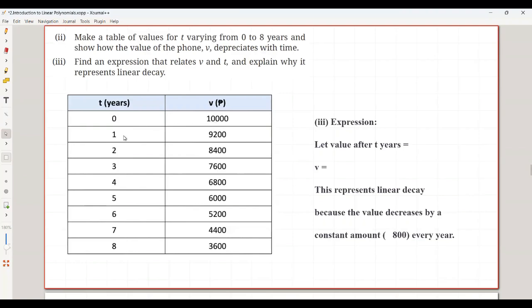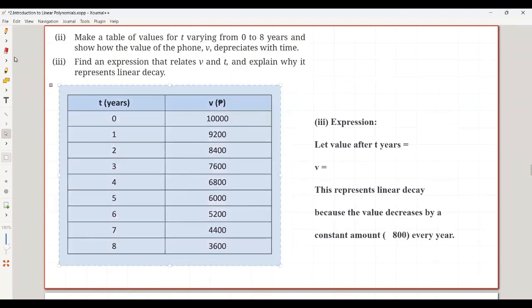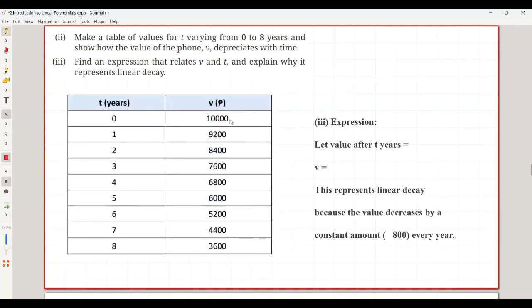After 1 year it is decreasing. Every year it is decreasing by 800 rupees. Therefore, after 1 year it will become 9,200. How are we getting this? Here we are just subtracting 800. 800 is subtracted, decreasing. 10,000 minus 800 is 9,200.